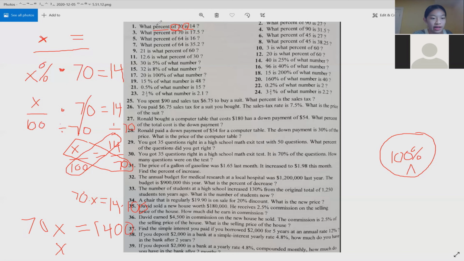Then for x, you divide by 70 on both sides to isolate x again. Remember, we can cancel because 70 divided by 70 is just 1, and 1 times x equals x. So we have x equals 1,400 divided by 70. You can get rid of the zeros, and that just equals 2. So the answer here is 2%.